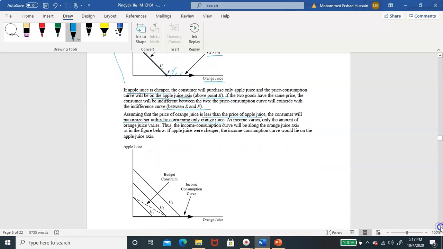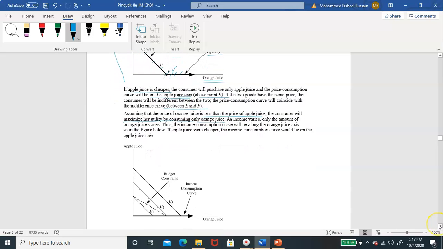So look at that here. What are they saying? This is apple juice, orange juice, and the income consumption curve will be here. In this case, what happens? The price of orange juice is cheaper than the price of apple juice. So we know that this consumer will always consume orange, because the orange and apple to him are perfect substitutes.